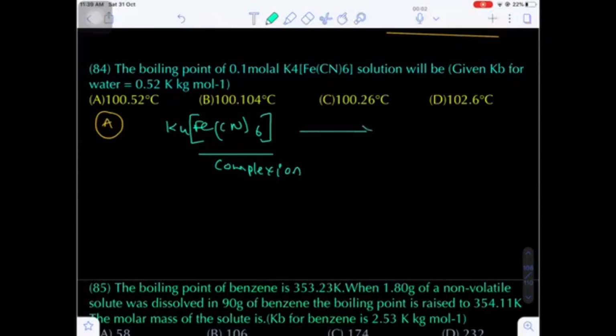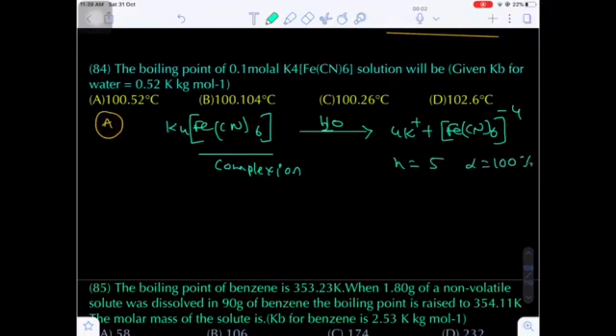When K4[Fe(CN)6] is dissolved in water, how does it dissociate? As 4K+ and [Fe(CN)6]4-. Remember, the entire square bracket species is a unit species, a single species. So total number of ions is 4 plus 1, 5. Here the alpha value is 100% because there is no information regarding the degree of ionization, so we are assuming 100%. So when there is 100% dissociation, the total number of ions produced is nothing but the iota, the van't Hoff factor. And what is the Kb value given? 0.52 Kelvin kg per mole.